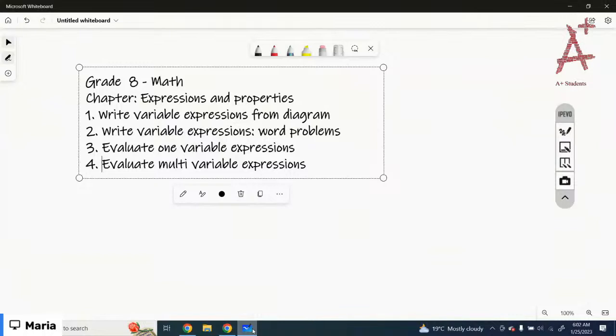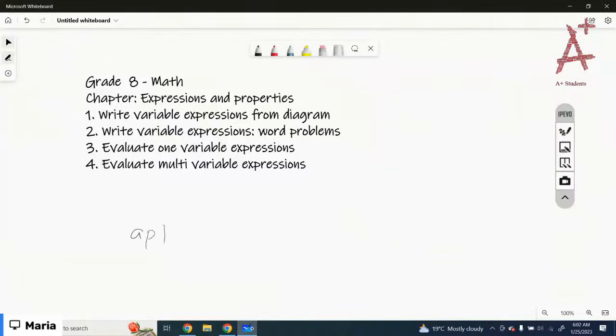So we're going to start with grade 8 maths. You can find all the lessons on aplusstudents.com. You have to log in there using your email address and password as provided by the administrator. Then you have to select math from the subject tab. Scroll down to grade 8 maths. Click on view all lessons.